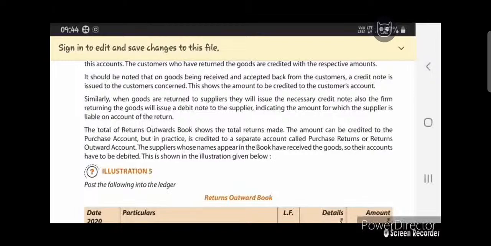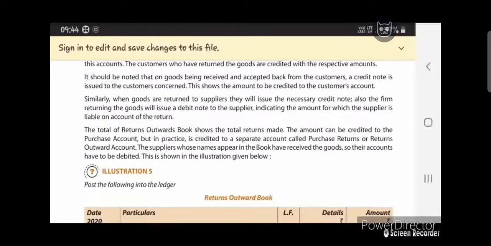The total of the returns outwards book shows the total returns made. The amount can be credited to the purchase account, but in practice it is credited to a separate account called purchase returns or returns outward account. The supplier whose name appears in the book has received the goods, so their account has to be debited. There is an illustration below.